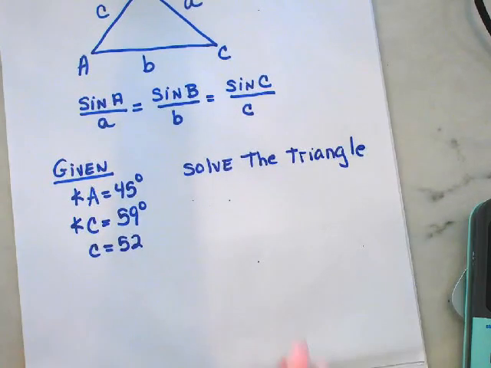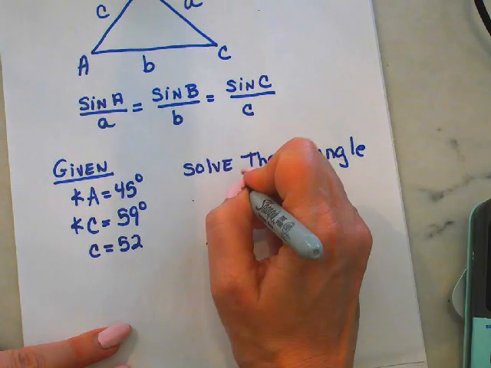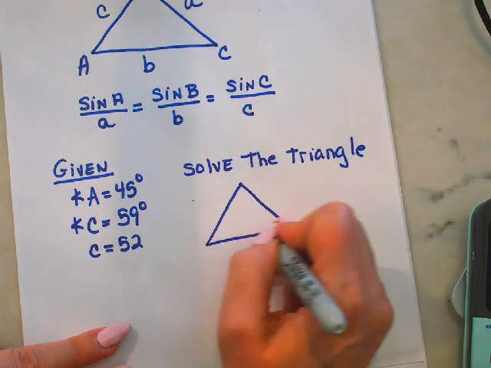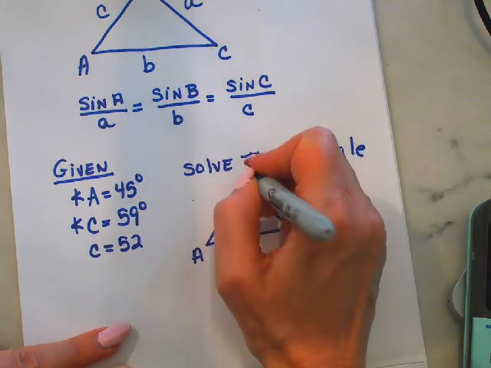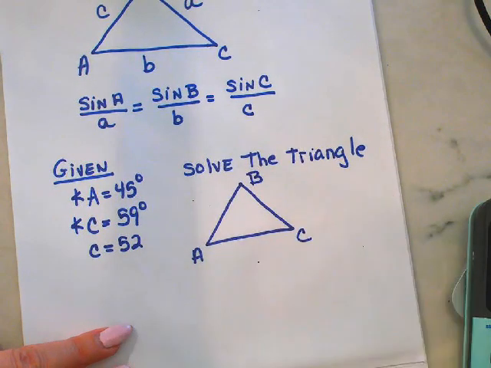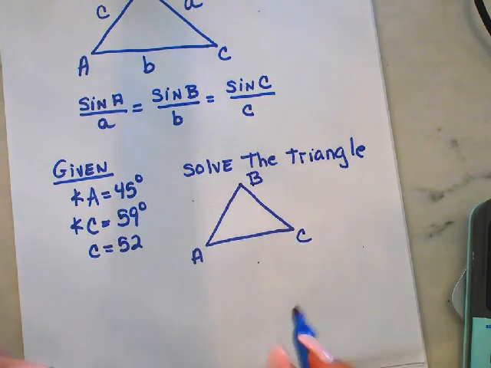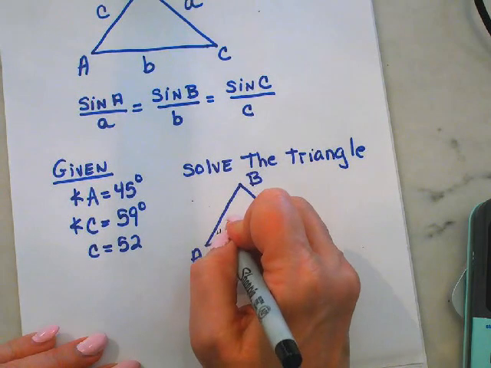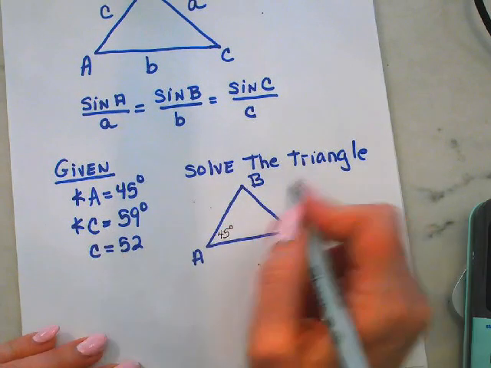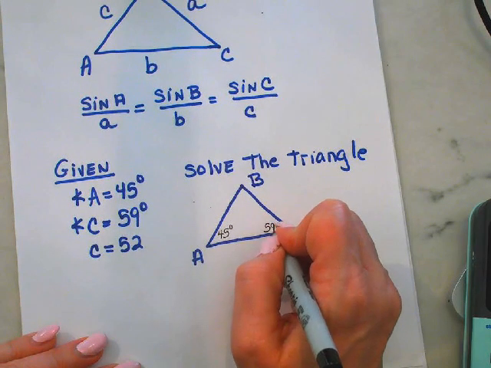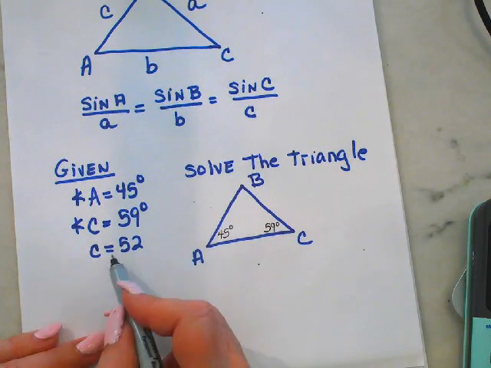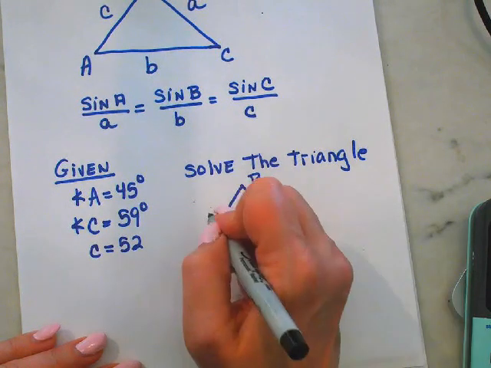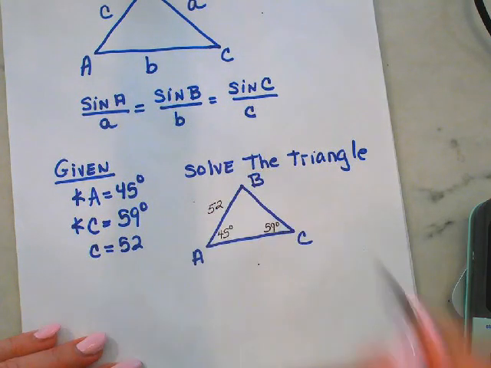First thing you're going to do is draw yourself a little triangle. Remember, it's not a right triangle. You're going to label it ABC. It doesn't really matter where you label it. Now you could put in the information. So I'm going to get a thinner pen for this. Angle A is 45 degrees, I'll put that in there. Angle C is 59 degrees, I'll put that there. And little c, which is the side opposite big C, is 52.